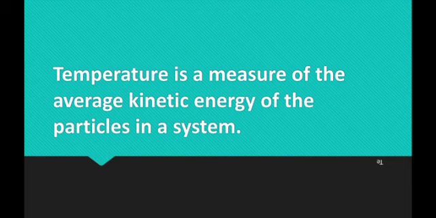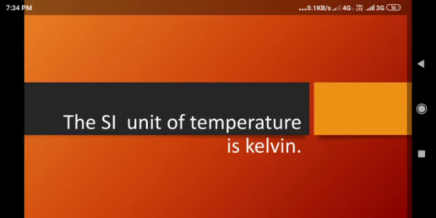What is meant by kinetic energy? The energy that an object possesses due to its motion is kinetic energy. Kinetic energy means moving or motion. So the equation of kinetic energy is half mv square. The SI unit of temperature is Kelvin.